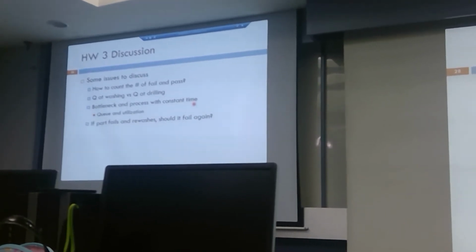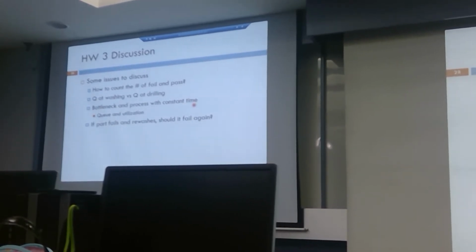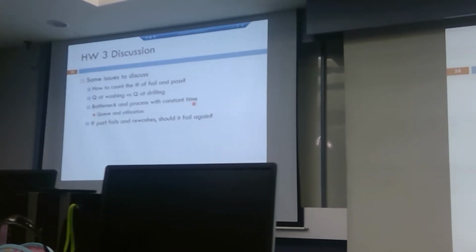Some of you may mention in your work that it probably doesn't make that much sense that, when we do the loop, the parts that failed before go right back to the washing process and back to the inspection. And it has the same probability of failing again, right? Some of you may say that, well, if it failed before, should it still have a 20% rate of failure? Or should it be lower? Or it shouldn't fail at all because we already corrected the problem.